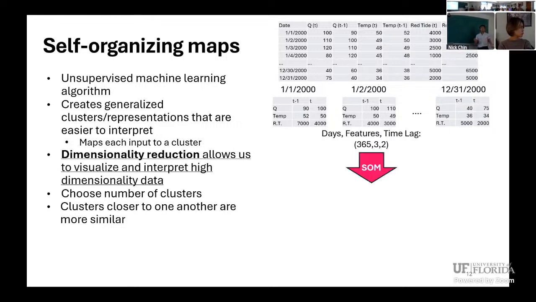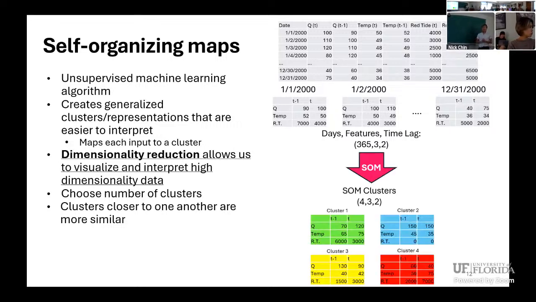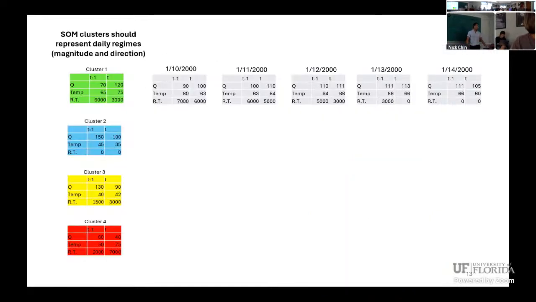And so with our self-organizing map, the idea is to come up with these clusters or these representations or recipes of all of our data. You've reduced the dimensionality of your original data set from 365 times 3 times 2 to 4 times 3 times 2. And what that looks like here, okay, so these self-organizing map clusters should represent your daily regime. So they embed the magnitude and direction of all your variables. And the cool thing about SOMs, again, is that they match each input to one of the clusters.